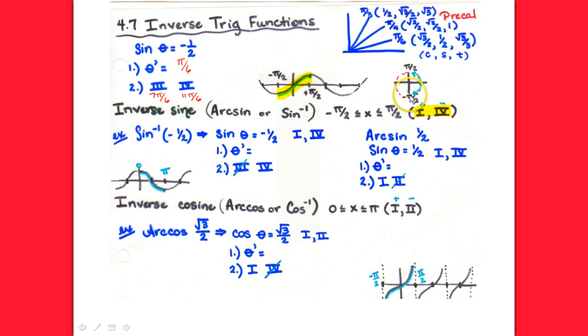That would just be the first and the fourth quadrants, right? And so for that reason, when I'm working with inverse sine, I'm only going to use the domain between -pi/2 and +pi/2, so that means I'm only going to be working in the first and the fourth quadrant.